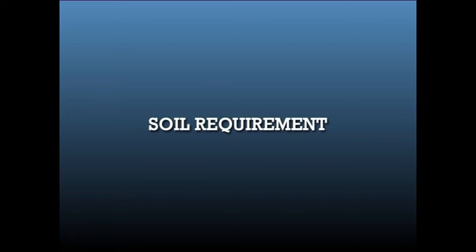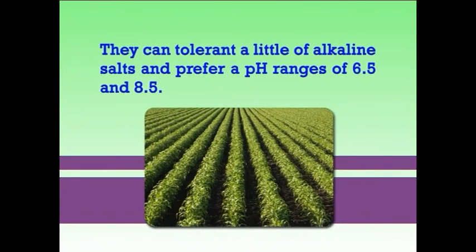Next, we will see about its soil requirement. Sorghum is mainly grown on lands which usually are not suitable for the production of maize. They grow best in sandy loam to loam soil having high water retention capacity. They can tolerate a little of alkaline, salt, and prefer a pH ranges of 6.5 to 8.5.